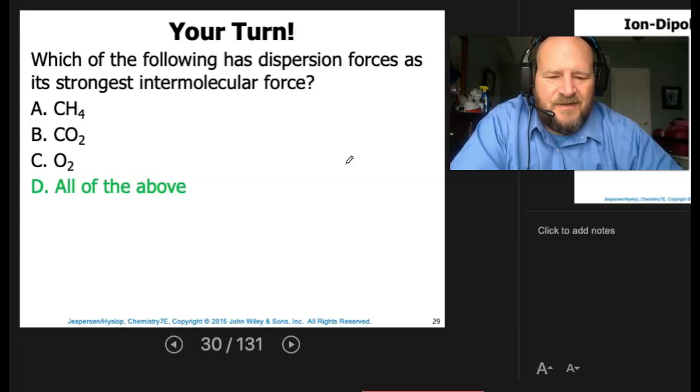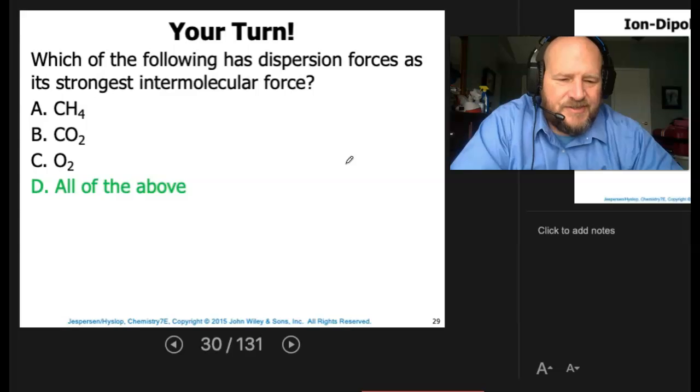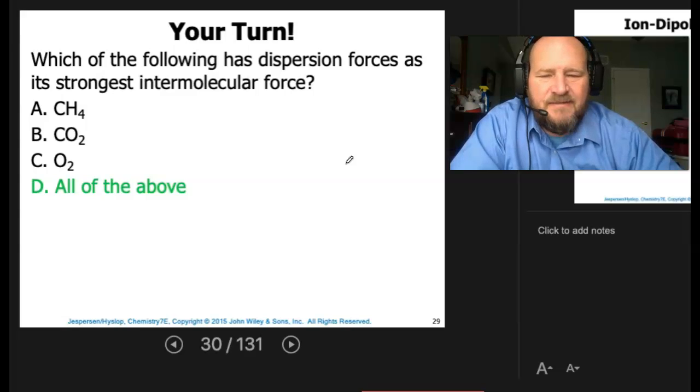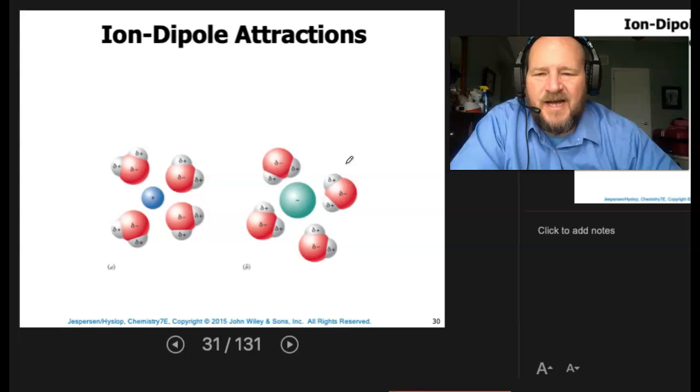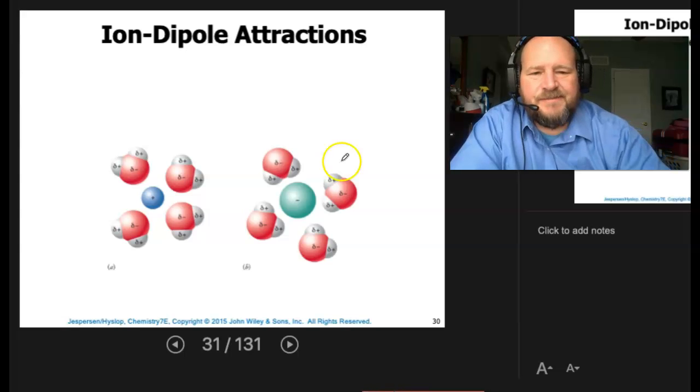All right, so we still have to talk about our ion-dipole attractions as well as ion-ion. We'll save those for segment 2, so we're at about 21 minutes here. We'll call this one a wrap. And so we'll pick up next with ion-dipole attractions. Stay tuned.